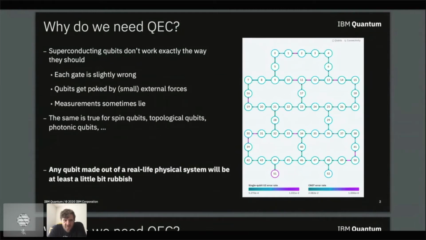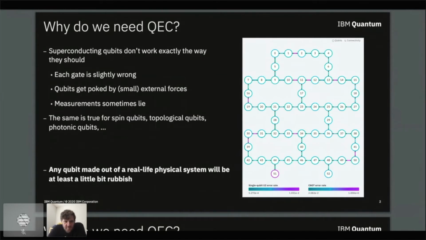Each gate that you do is slightly wrong, and the qubits will get perturbed by external forces, an interaction with the environment is what we call this. And the measurements that we make sometimes lie. Sometimes it's a 0 and you measure it and it tells you it's a 1. Now this isn't something that's uniquely true for superconducting qubits, but the same is also true for all other ways that you might imagine to make a qubit out of some physical system. So there are other ways of making qubits, such as spin qubits, topological qubits, photonic qubits, and all other kinds of things.